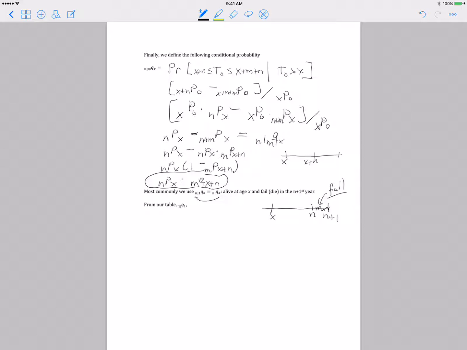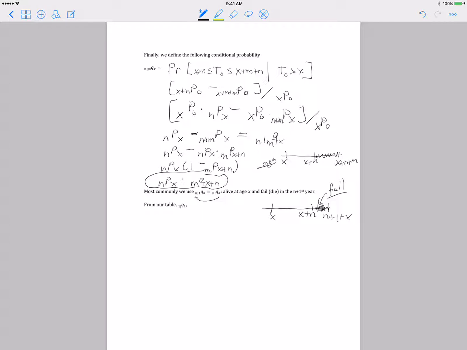I guess this would be age x. If I'm doing age here, that would be age x plus n, and this would be x plus n plus 1. So you would survive to age x plus n, but not to x plus n plus m. So you would die in here. That would be the event for which you're finding the probability above. And then here you're finding the probability for dying in that 1 year interval of time.